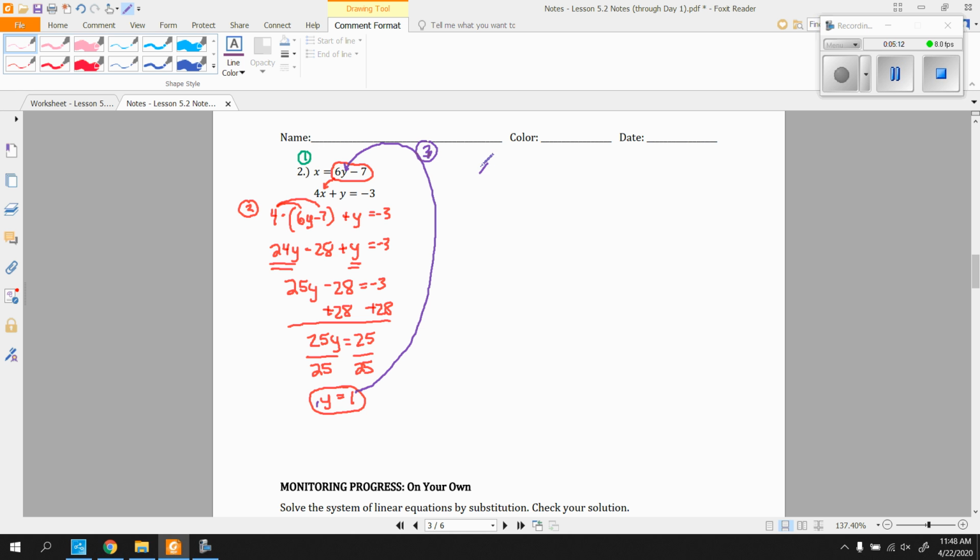So x equals, I'm recopying this one, 6, but instead of times y, I'm going to replace the y with 1. Okay, and then this is how we're going to find out what x is. So 6 times 1 is 6, 6 minus 7 is negative 1. Okay. So for each problem, I should end up with really two answers, an x value and a y value.